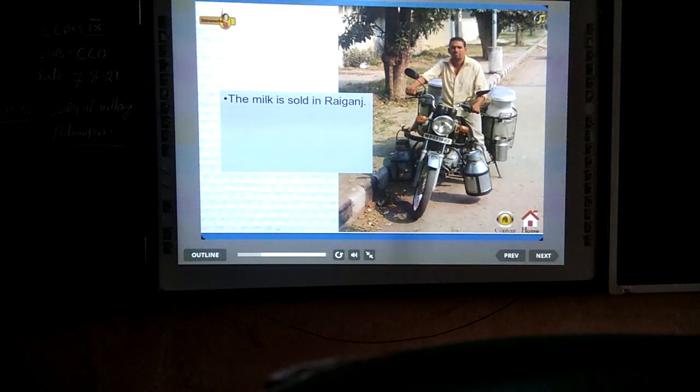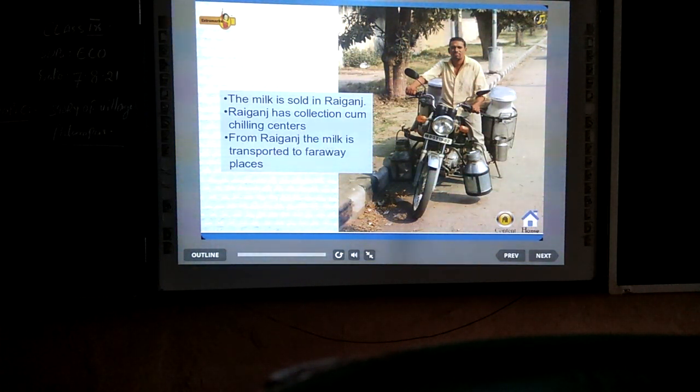The milk is sold in Raiganj. Raiganj has collection cum chilling centers. From Raiganj, the milk is transported to faraway places. See, the gentleman who carries the milk from Palampur to Raiganj, and from Raiganj transports it to faraway places, earns a profit by doing this job.